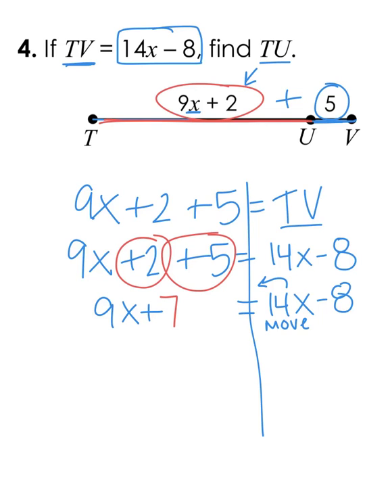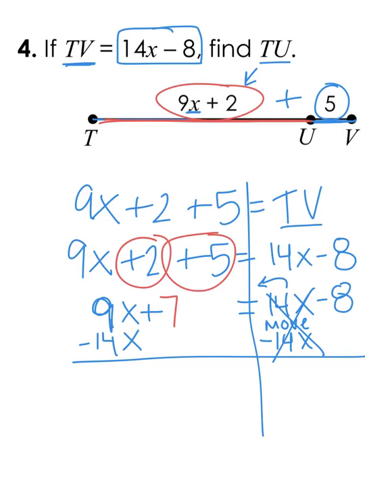How do I do that? I use opposite or inverse operations. So I'm going to take it away. So 14x minus 14x is 0. And then I'm going to take it away on this side as well. So 9x minus 14x is negative 5x. Bring down the plus 7, and then bring down the negative 8. Don't forget that negative that's with it. So now we have all the variables on the left side.